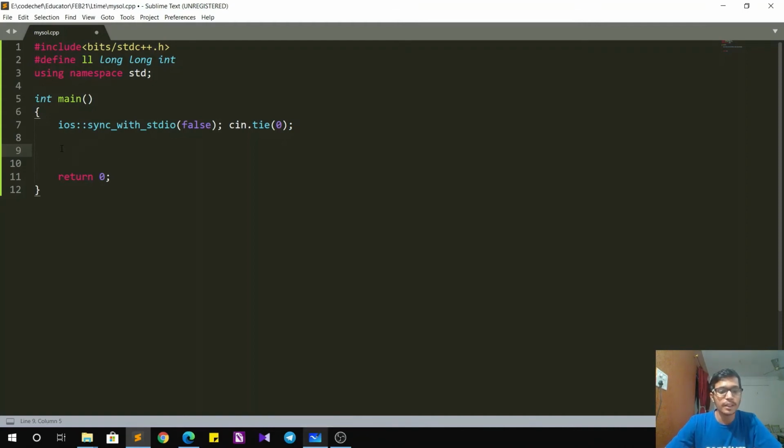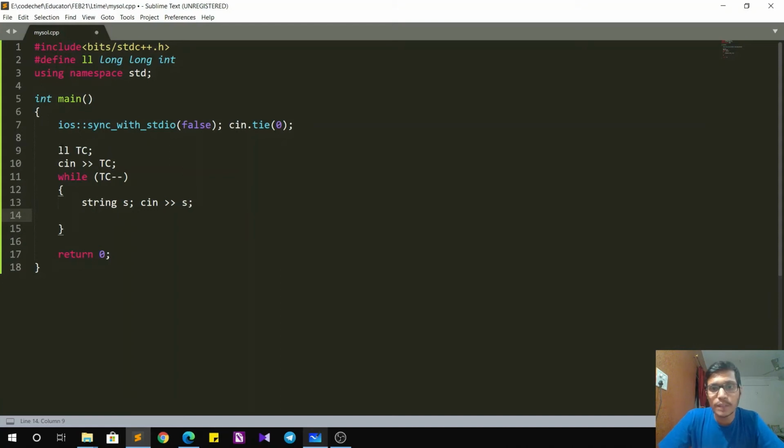So we start by taking the input for test cases. Now for each test case, we have to take the input of the string. So we create a variable string s and input the string. Now once we have the string, we have to create the frequency array for each character. So I create a vector and I name it, let's say, FREQ, that is frequency, and it's of size 26 because there are 26 characters in lowercase and all of them are initialized to 0. The count is initialized to 0.